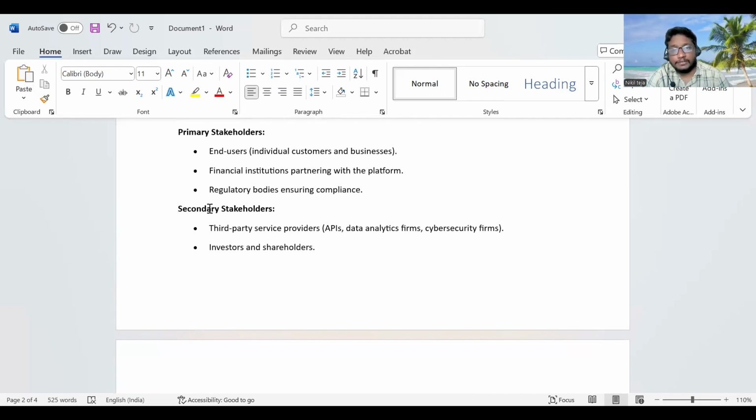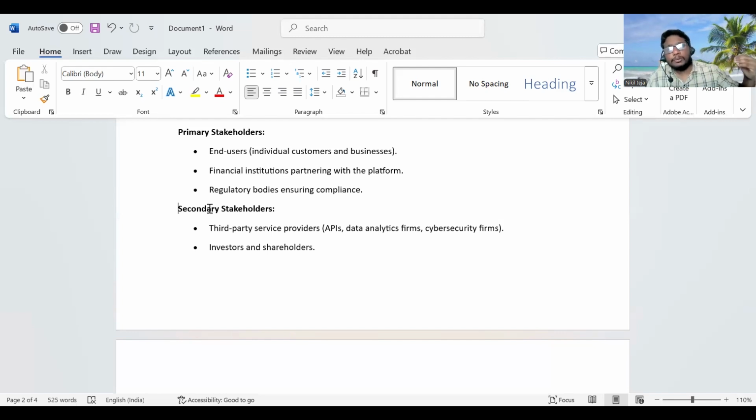Next, third party service providers like API integration, data analytics firms, and cyber security firms. They will be working on the back end and will be giving the APIs or analytics to the front end users, right? Also, cyber security firms will be working in the back end in order to provide the security for the front end user. So, secondary users are the ones who will be working on the back end side.